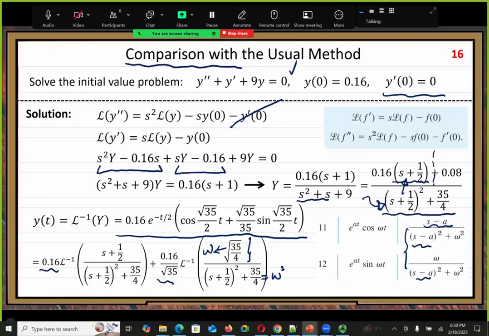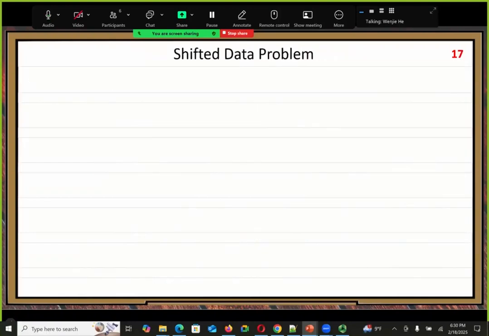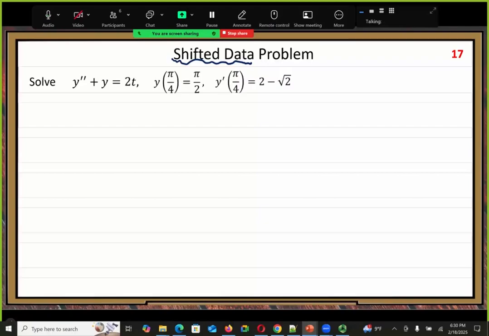Although we have a third example, there is one important property here, the shifted data problem. I'll give you the question first. All right, but in this question there is one technical difficulty here. We need to find a way to handle it.